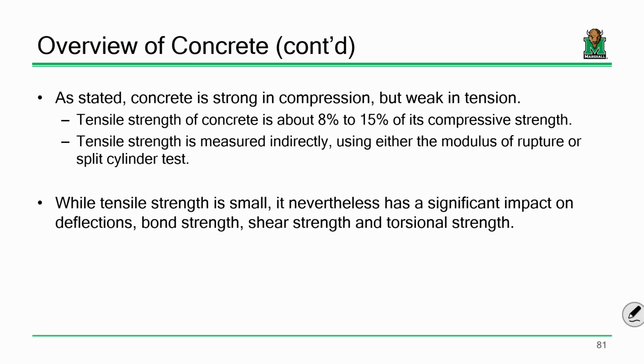Now, for tensile strength, what we usually do is measure it indirectly. We use a term known as the modulus of rupture. What the modulus of rupture is, to give you an idea, is if I start applying a tensile stress to a piece of concrete, the modulus of rupture is the moment that it starts to crack, okay? That's what the modulus of rupture is.